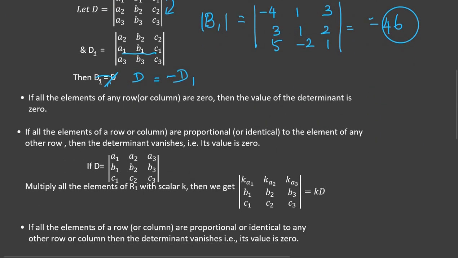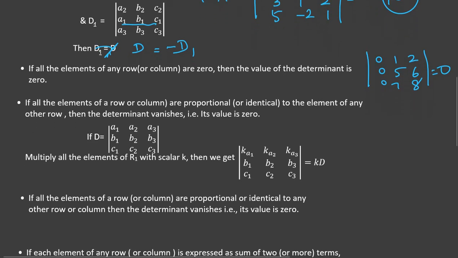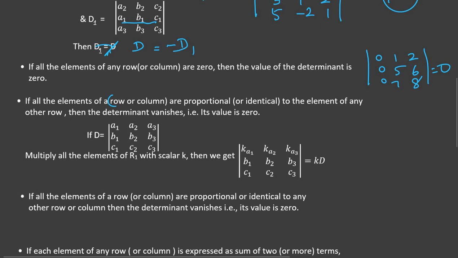If all the elements of any row or column are 0, then the value of the determinant is 0. For example, we take the determinant 7, 8, then the value of the determinant is 0. If all the elements of a row or column of a determinant are proportional to the elements of any other row or column, then the value of the determinant is 0.